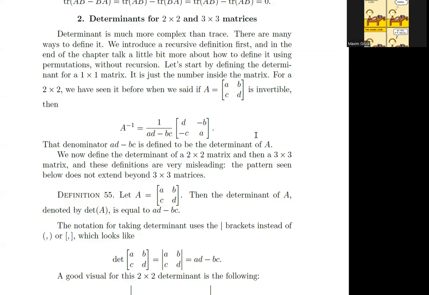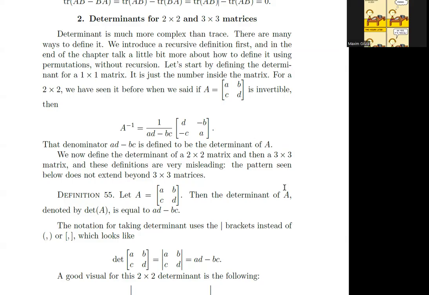Now we could define the determinant of a 2 by 2 and then a 3 by 3. And these definitions are misleading because we'll have a pattern, but the pattern doesn't continue. And we'll see that the pattern doesn't continue at the end of this lecture using a different definition.